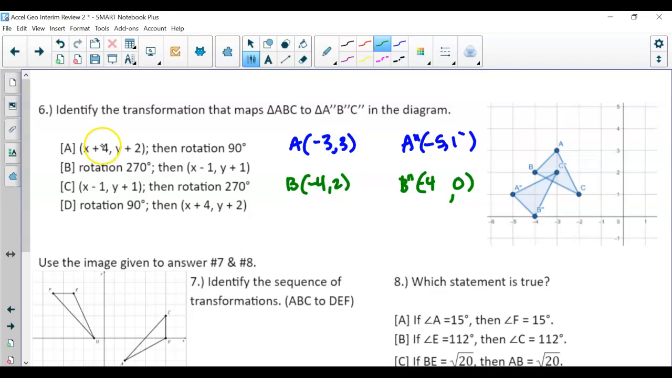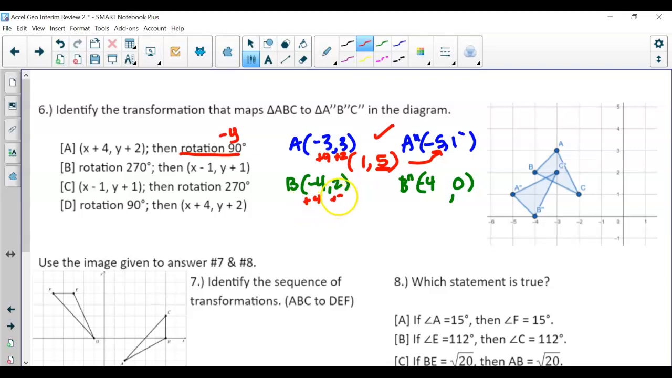So here, let's check our first. It says we translate 4 right to up. So adding 4 and adding 2, we're now at 1, 5. Then it says rotate 90 degrees. So that's our counterclockwise. So we're going to switch, but we need to change the sign of the Y. So change the sign of the Y and switch. So that actually matches.